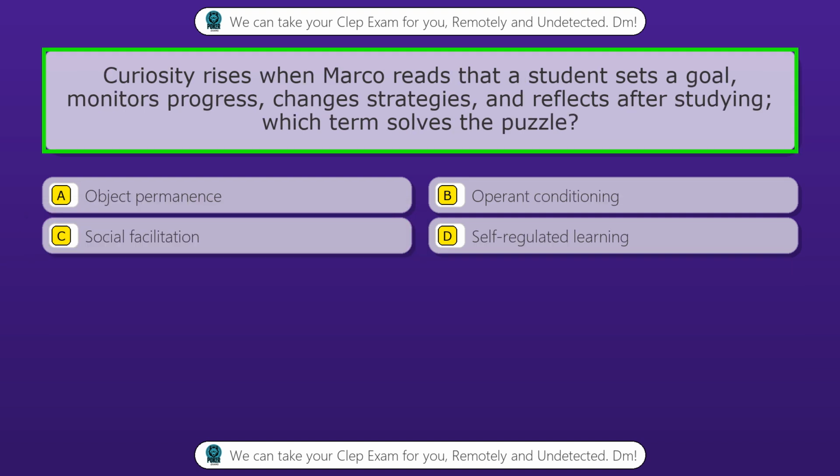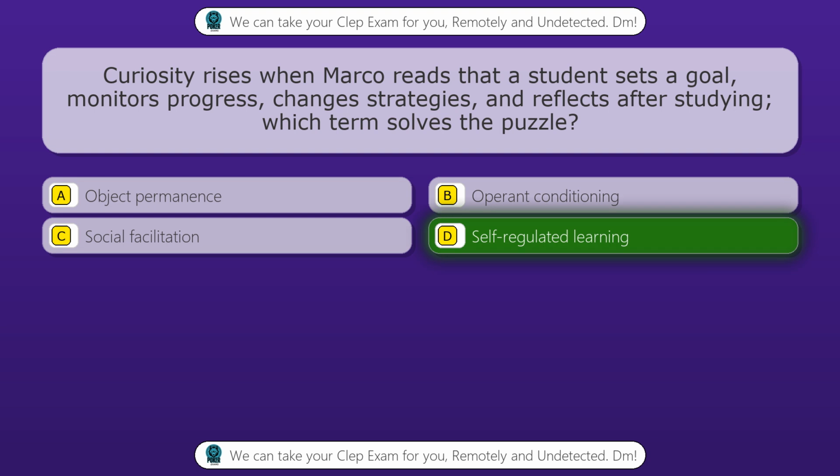Question 78. Curiosity rises when Marco reads that a student sets a goal, monitors progress, changes strategies, and reflects after studying. Which term solves the puzzle? Option A, object permanence. Option B, operant conditioning. Option C, social facilitation. Option D, self-regulated learning. The correct answer is option D, self-regulated learning.